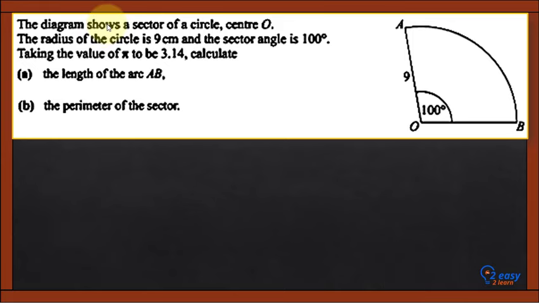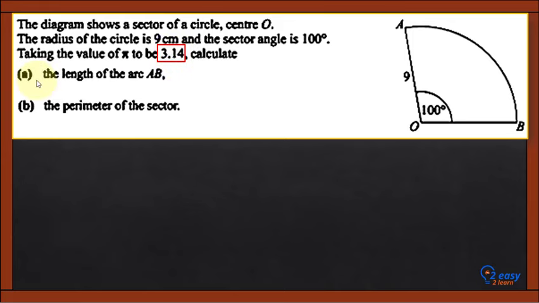The diagram shows a sector of a circle center O. This diagram is given. The radius of the circle is 9 centimeters. It is also mentioned here. So OA is 9, so OB is also 9. And the sector angle is 100 degrees, also mentioned. Taking the value of pi to be 3.14. So be careful, students. When the value of pi is given in the question, you must use this value.